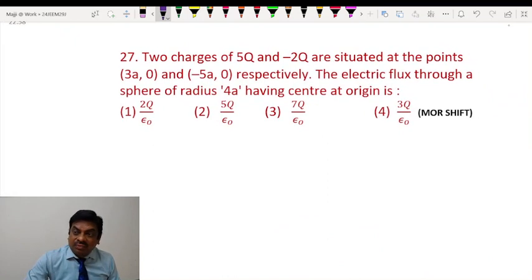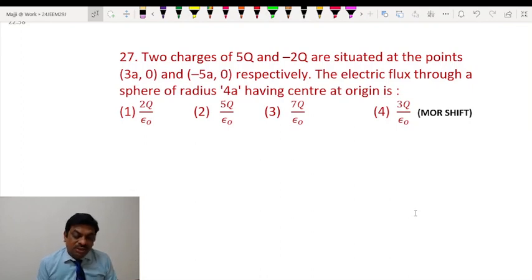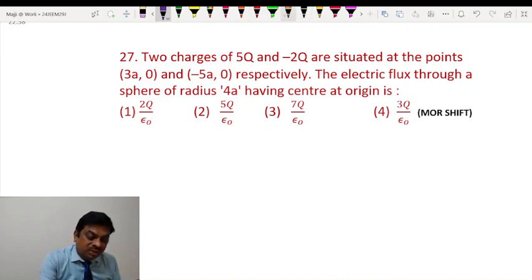So starting from question number 27, students: two charges of 5q and minus 2q are situated at the points 3a0 and minus 5a0 respectively. The electric flux through the sphere of radius 4a. So this is based on Gauss theorem, students.